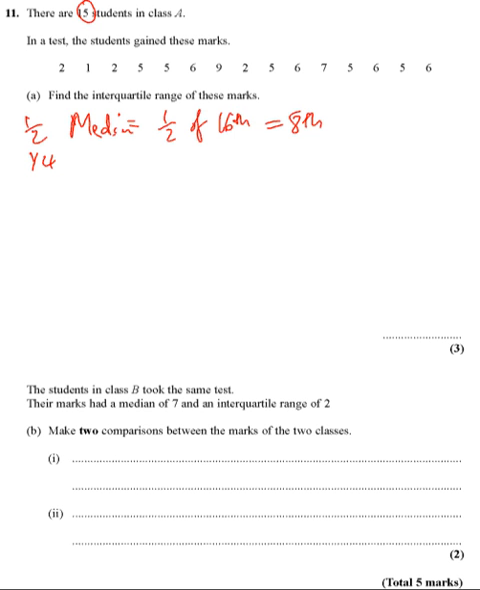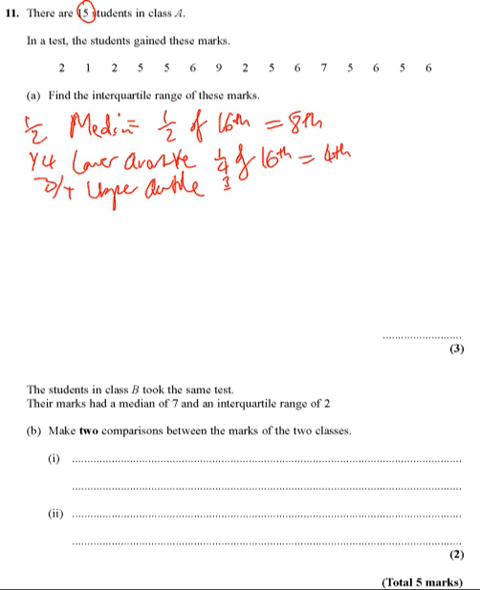The quarterway point is the lower quartile. And it's a quarter of one more than the number of values. So a quarter of 16, which is the fourth value. And the three-quarter way value is the upper quartile. That's really 3/4 of 16, which is 12.